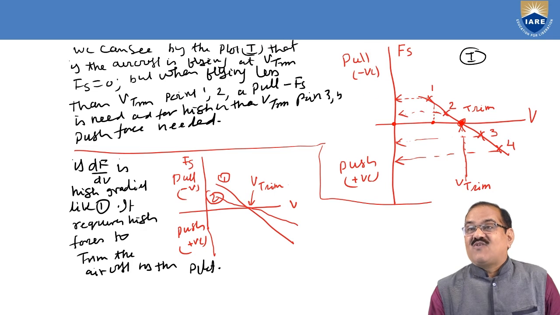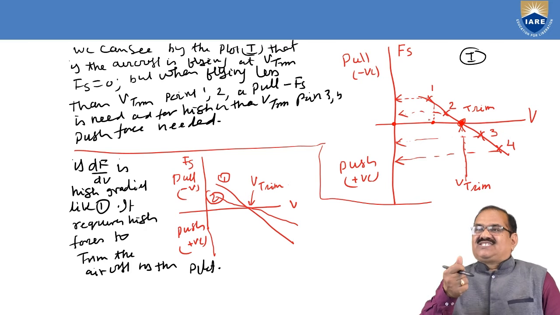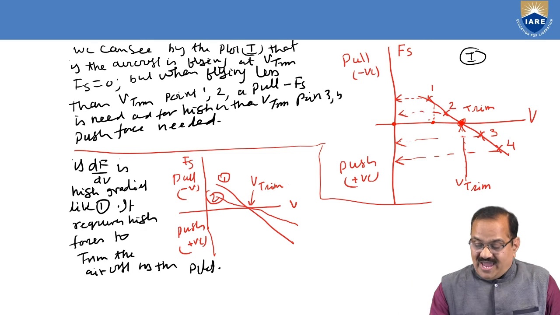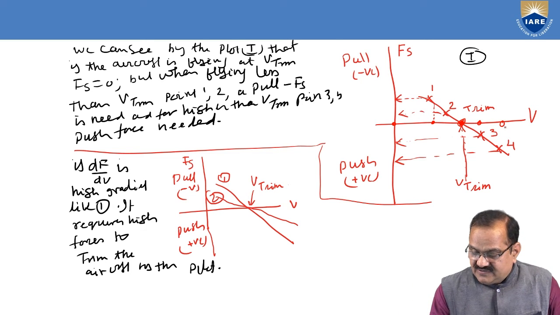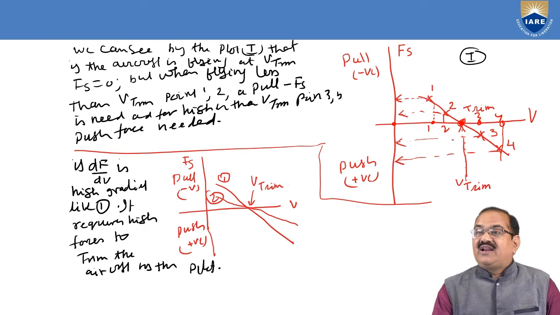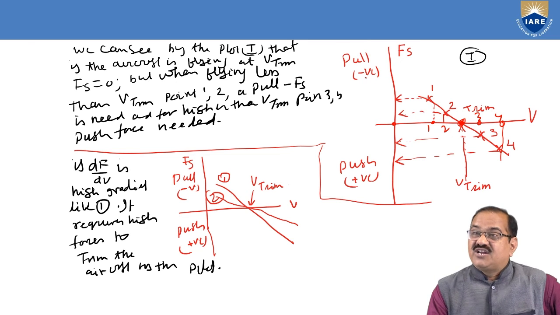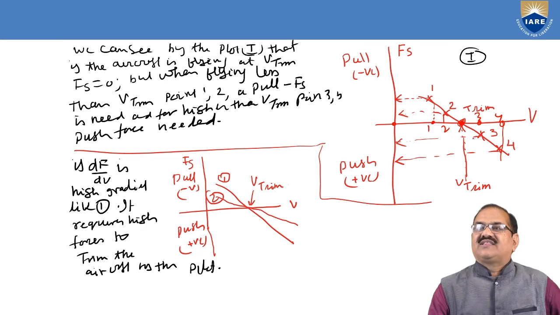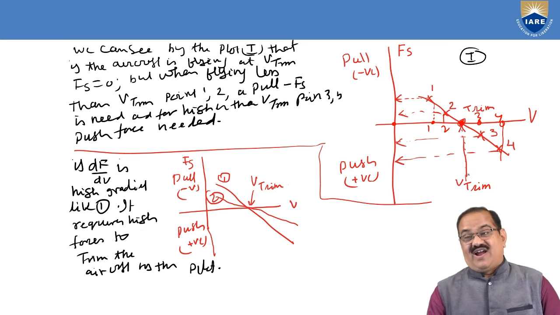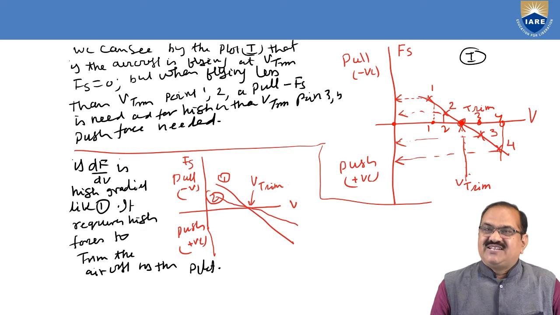A pull force is required. If you are flying at lesser speed, you have to pull the stick. And when you are flying at higher speed, these are points 3 and 4, and these are 2 and 1. So if you are at less speed, you need a pull force or negative force. If you are flying at a higher speed, you need a push force, or a positive force is required. Okay, it is a very important result.